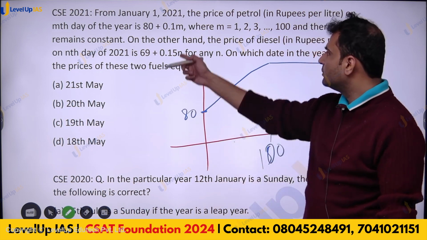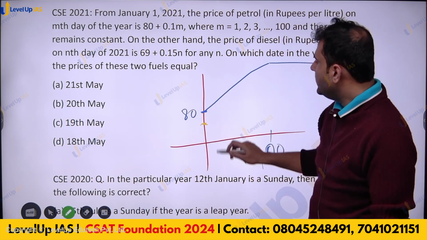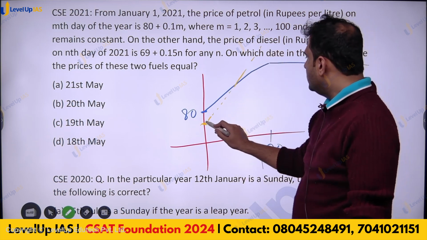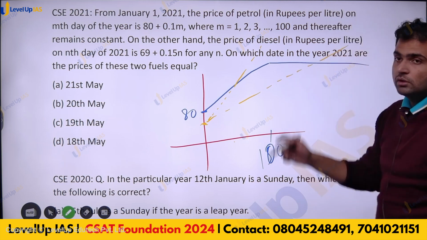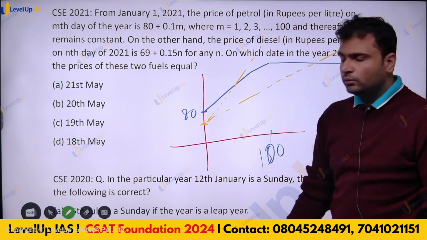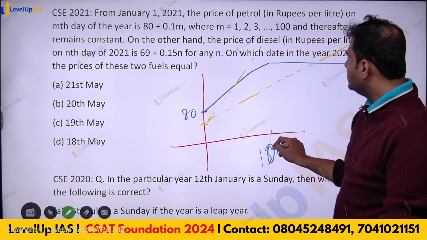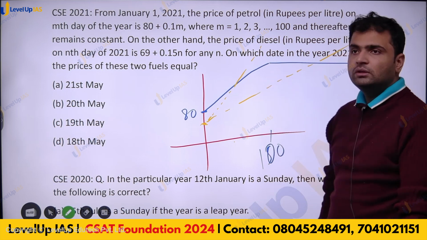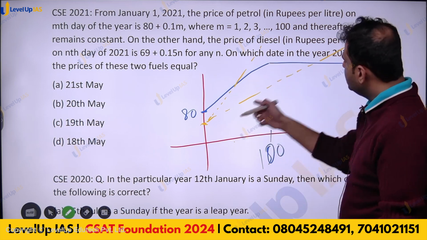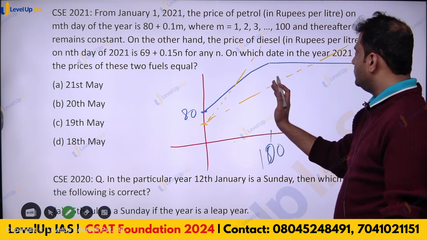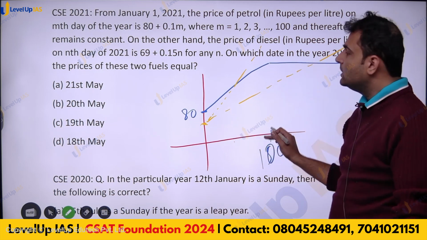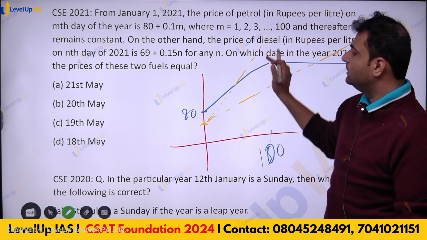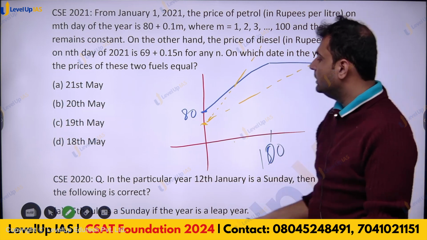69 point something, 69.15 on 1st January, and either it increases and intersects like this, or it intersects after petrol ka price becomes constant, one of the two. Now if you calculate price of petrol and diesel on 100th day, if price of petrol is more, then this is the graph, that is diesel price and petrol price become equal after 100 days, or if price of diesel is more than price of petrol on 100th day, then this has to be the graph, it will intersect earlier.